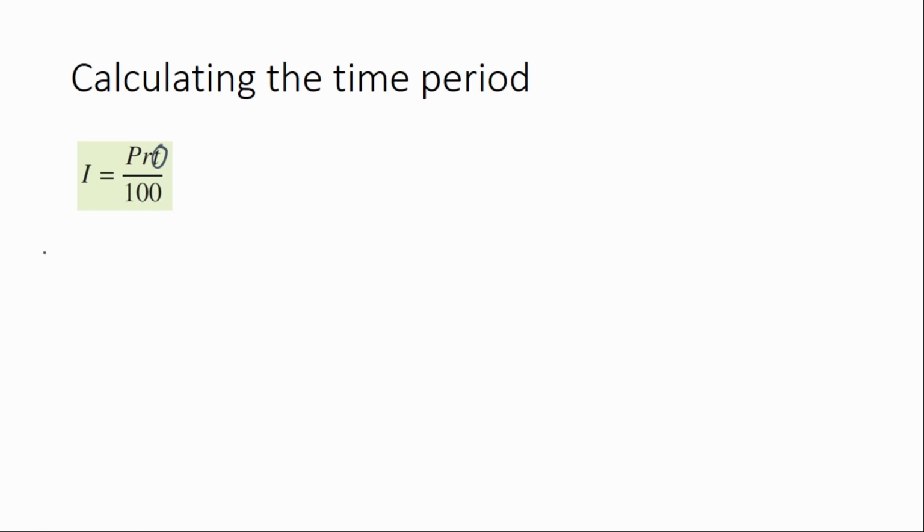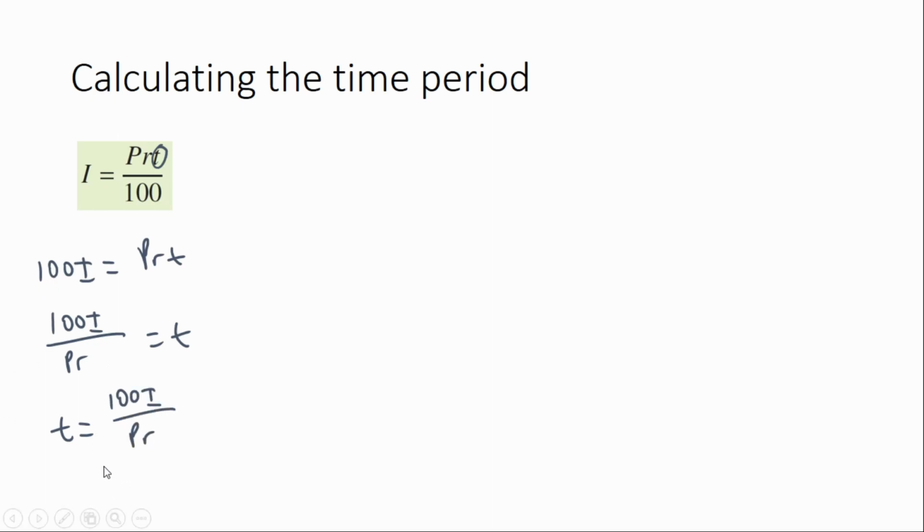I'm going to move the 100 over first. That gives me 100I equals PRT. Then I'm going to divide both sides by PR. So I'm going to get 100I over PR equals T. We'll rewrite it again so we get T on the left, equal to 100I over PR. That will be the formula rearranged to find time.